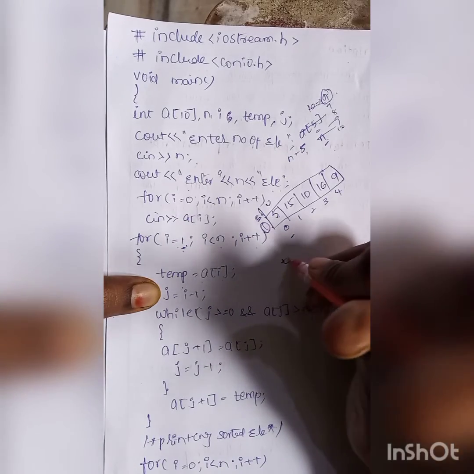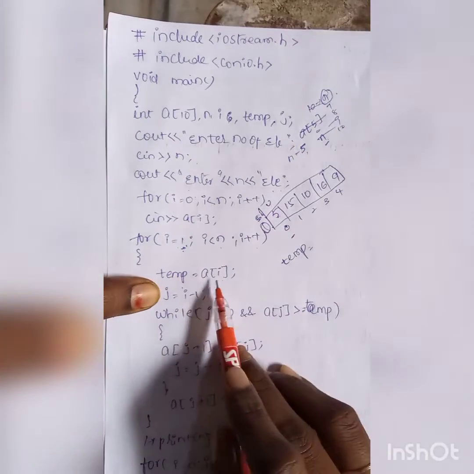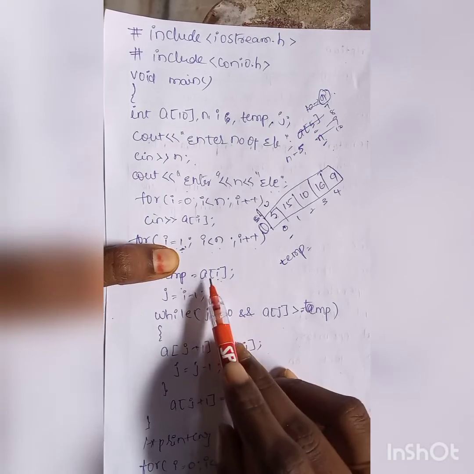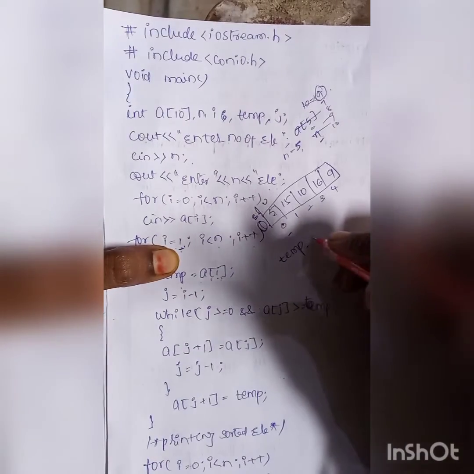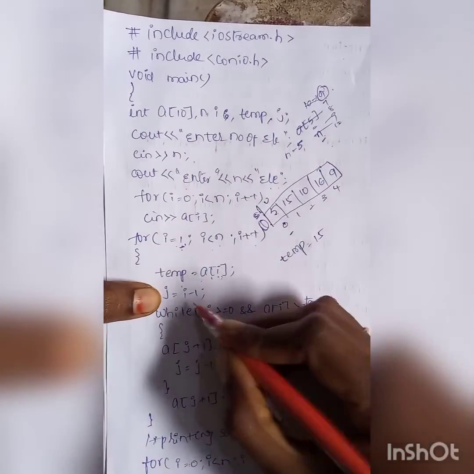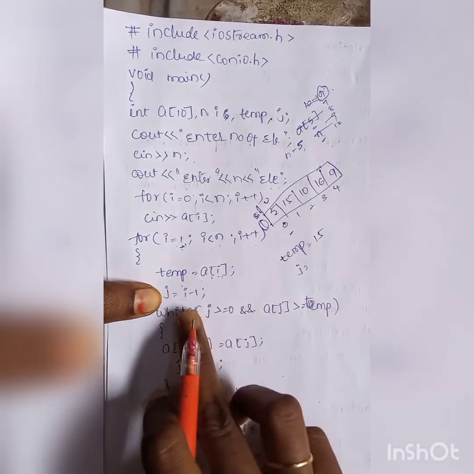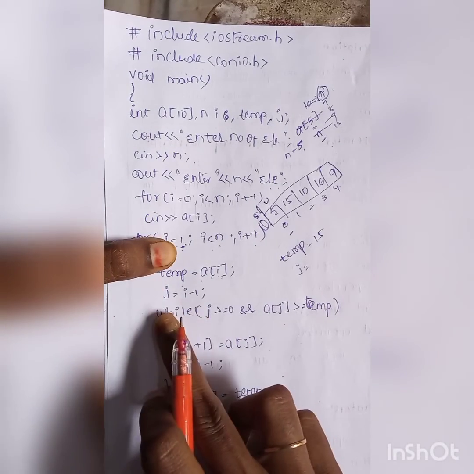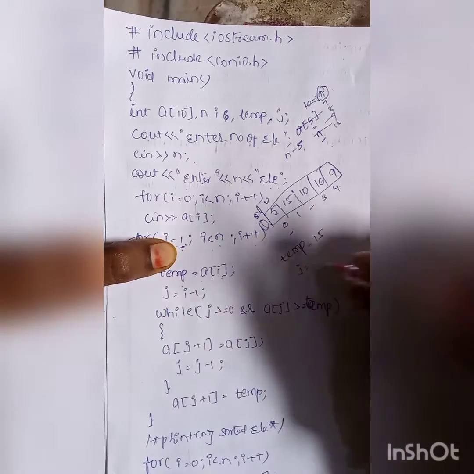Now in temp what I am storing? A of I. I is what? 1. A of 1 indicates what? What you have in A of 1? 50. Next j is equals to I minus 1. I is 1. J what will happen? 1 minus 1, that is 0.